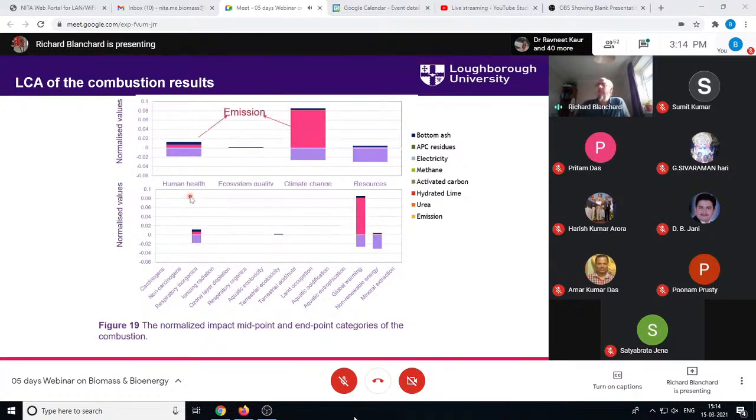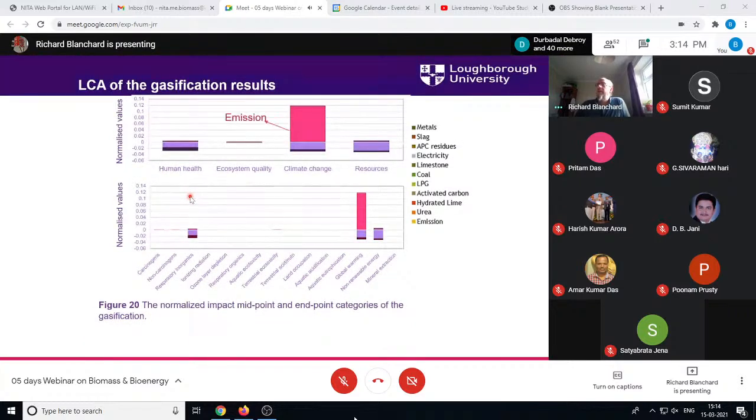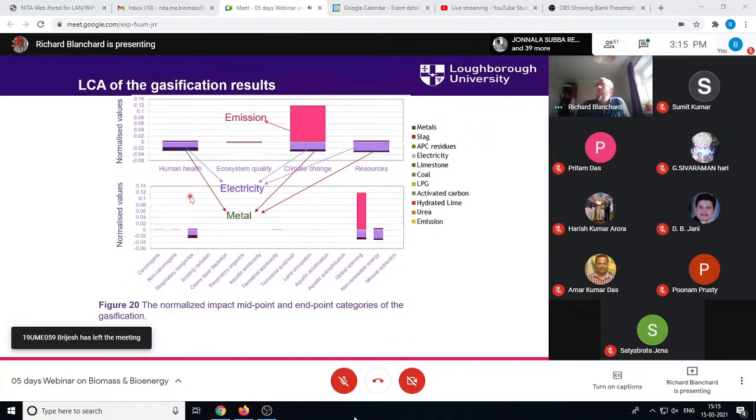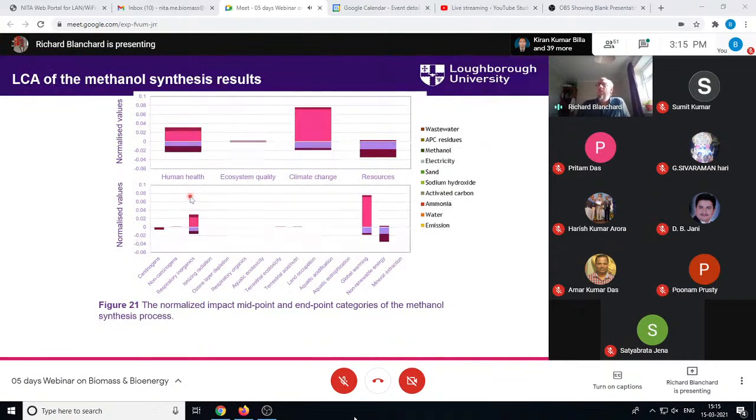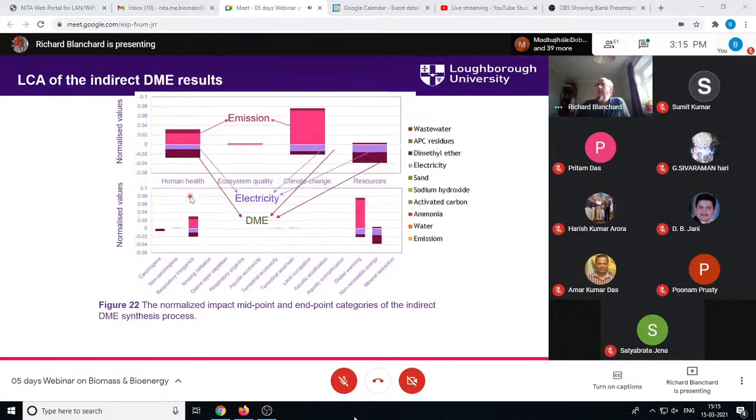So for combustion, we can see its emissions are a problem. We get the benefits of electricity generation. For gasification, again, the emissions are a problem, and then the benefit is electricity. We also get waste recovered with metals. For methanol synthesis, again you can see it's climate change emissions. We get benefits of electricity. We also get benefits of use of methanol as a fuel. And then we go through these emissions.